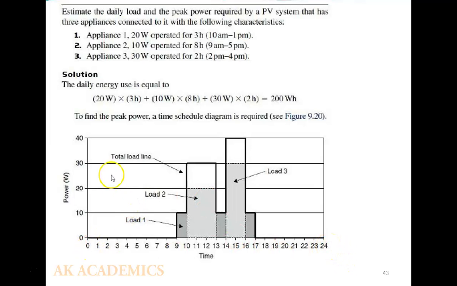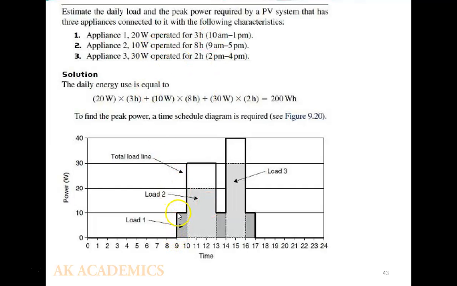And then we will now try to profile our load. The first load, which is appliance 1, has a rating of 20 watts, and it is used for 3 hours from 10 a.m. to 1 p.m. So when you look at the timings that we have here, the earliest time we have is 9 in the morning. So you come here and you look for 9. This is 9, and that applies to load, appliance 2. So from 9 a.m. to 5 p.m. in the evening, that simply means that is when we have load appliance 2.